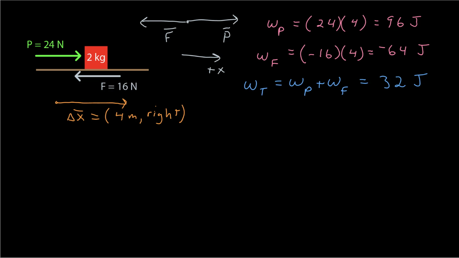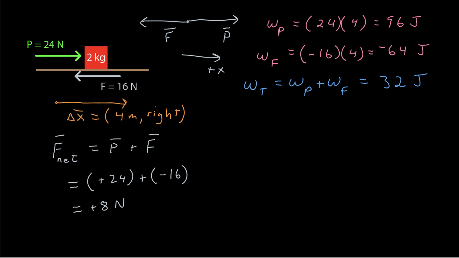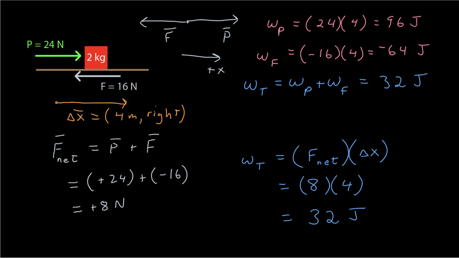So that says the net work added to the system is just the sum of the individual works, which is 32 joules. There's another way to do this, which is to come up with the net force. The net force is the vector sum of this pushing force plus friction. So that's plus 24 plus a negative 16, which is 8 newtons. The total work then is just the work done by the net force. And in this case, that's a positive 8 times 4, or 32 joules, which conveniently checks out with the method we used before.